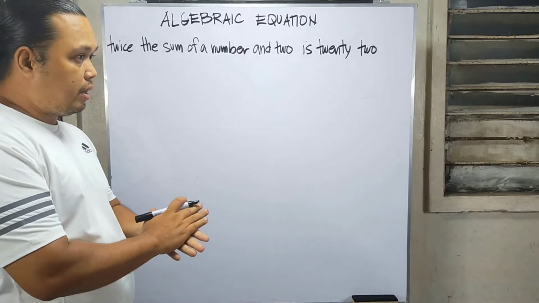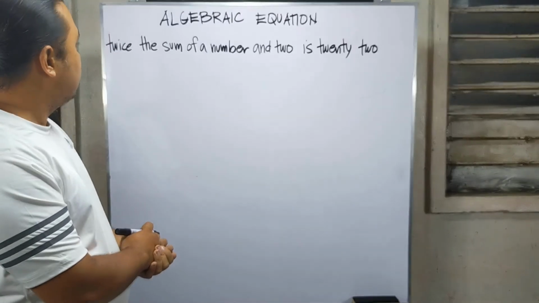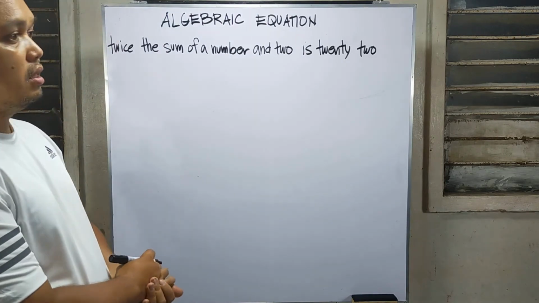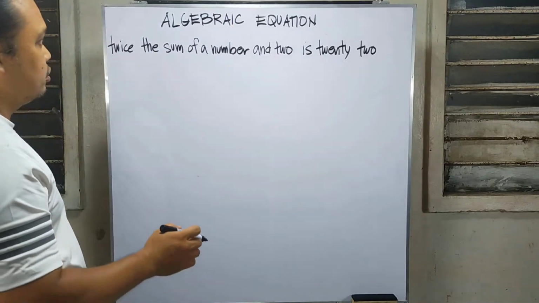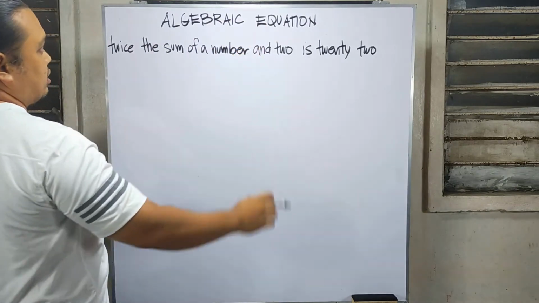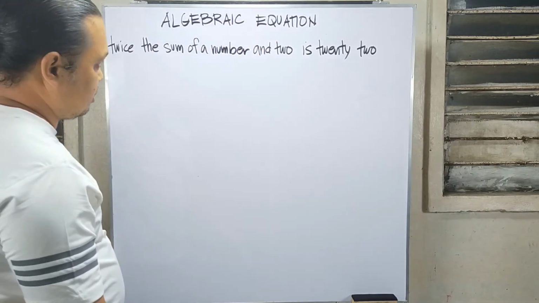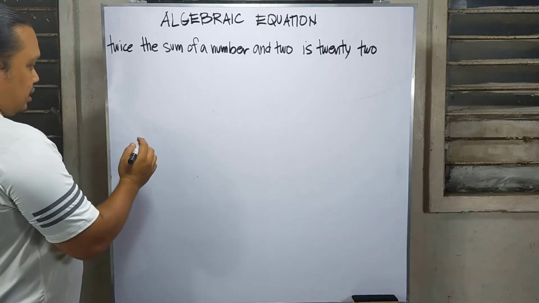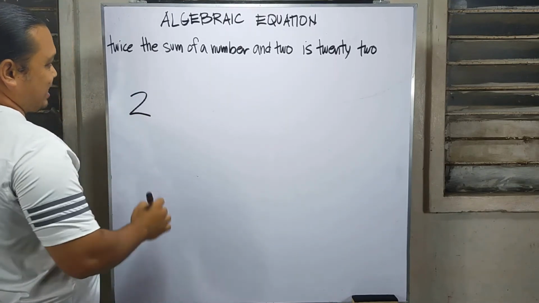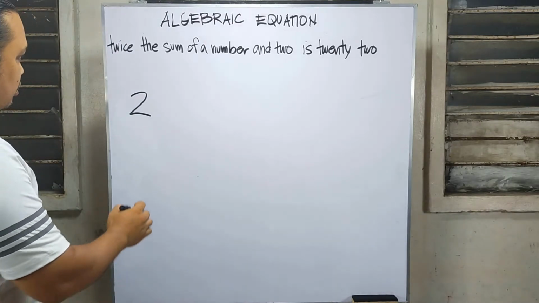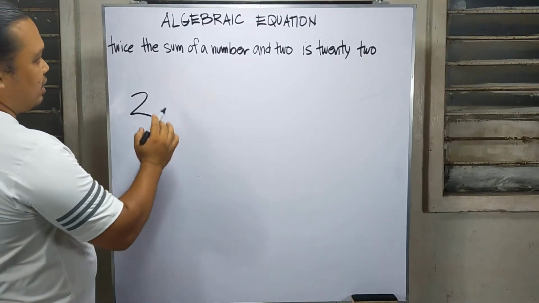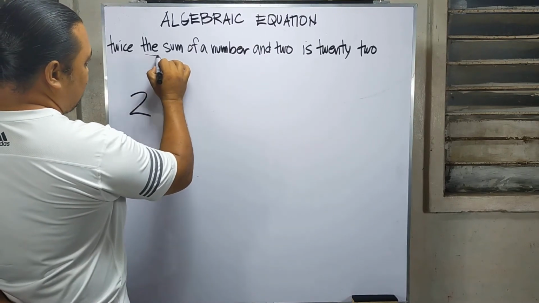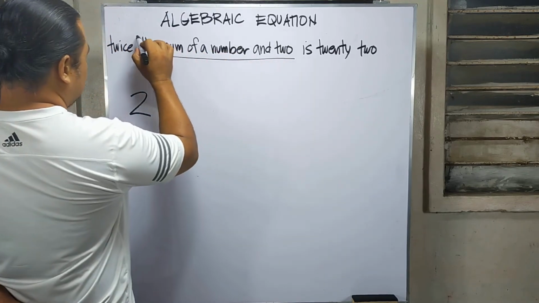Okay, our next example will be: twice the sum of a number and 2 is 22. Now we're going to interpret this, change this to an algebraic equation. Let's start from here. Now twice is double, or times 2. So twice is 2 here. Now next is the sum of a number and 2.